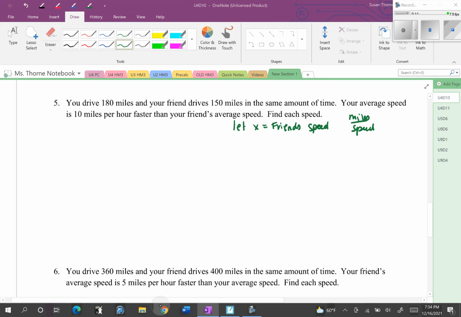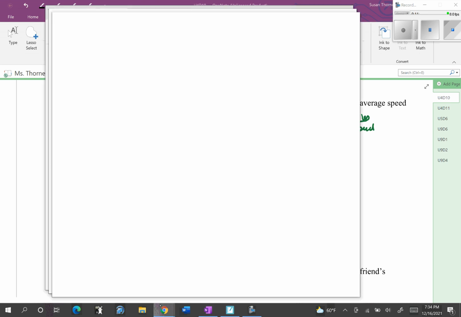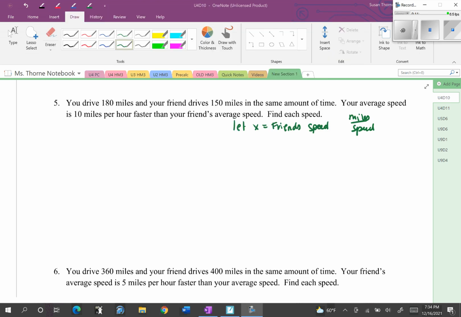Okay, so it says you drive 180 miles and your friend drives 150. So we have 180 over, and it says your average speed is 10 miles per hour faster than your friend's. So if x is your friend and you're going 10 miles per hour faster, that would be x plus 10, equals your friend drives 150 miles over, in the same amount of time, so over x.